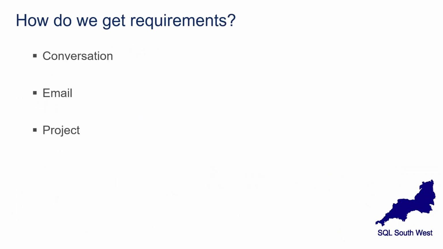So how do we get these requirements? As I say, you could be just chatting to someone and they say, can you just give me a report that shows me X, Y, and Z? You could get an email asking for the same information. Or as I say, it could be much more structured and part of a project. And it could be the requirements come in as part of your backlog. And there could be your stories that you have to work on.